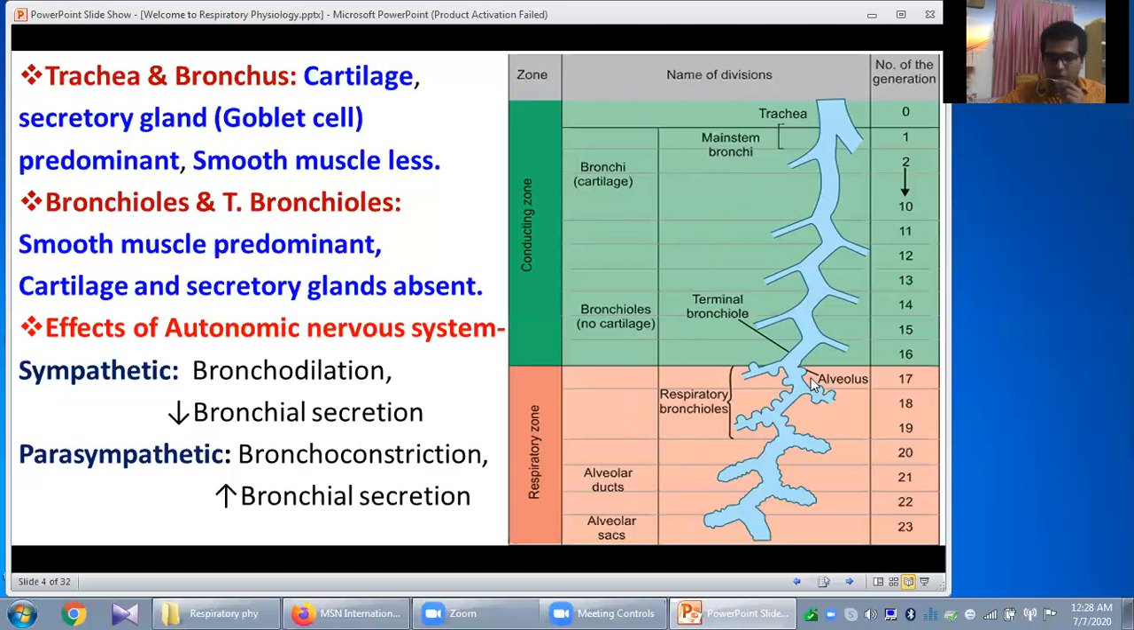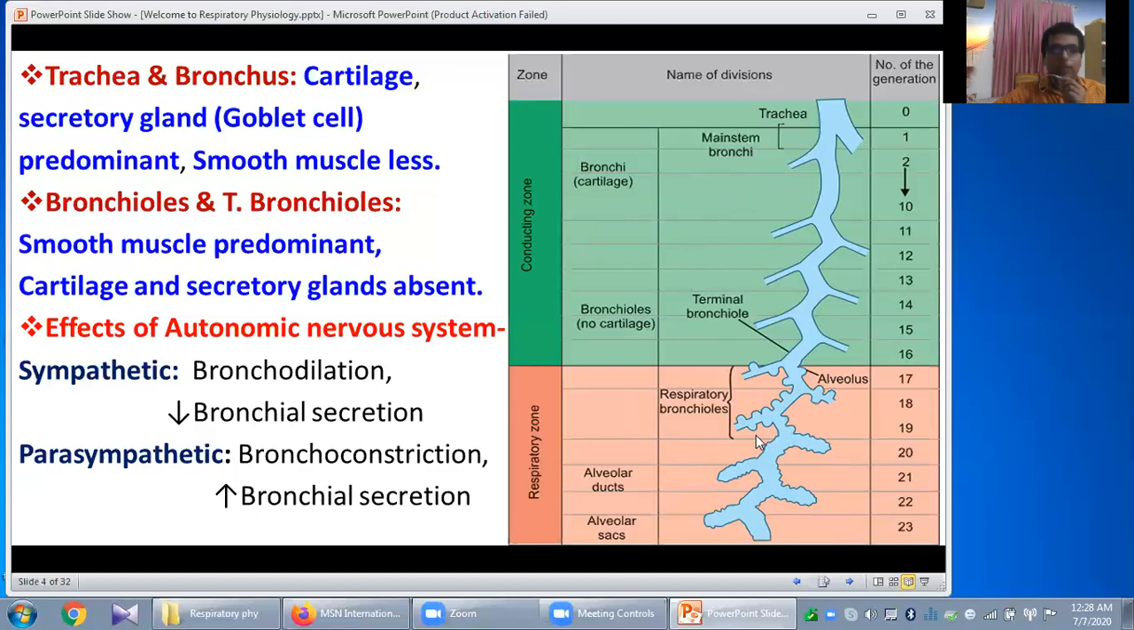But this is the pulmonary zone. It's from the respiratory bronchiole to the alveoli. They are actually the functional unit or functional zone of the respiratory tract where the gaseous exchange takes place. And they receive blood supply from the pulmonary circulation.